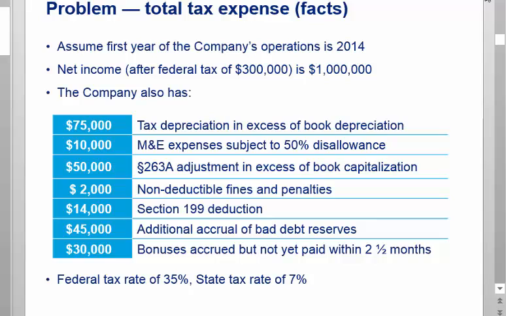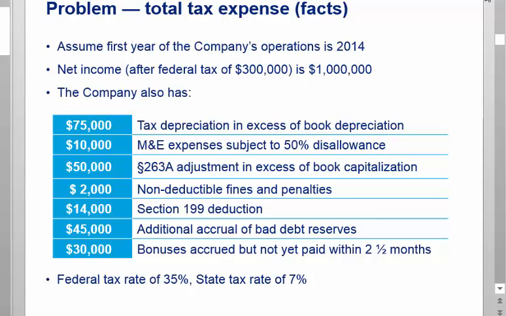That's easy. It's perm, right? It says non-deductible. Section 199 deduction. Megan, is that perm or temp? That is permanent. Yes. Additional accrual of bad debt reserves of 45,000. Shooty, is that perm or temp? That's temp. So why is that temp? We'll deduct it when we write off the receivables instead of accruing a reserve, right?